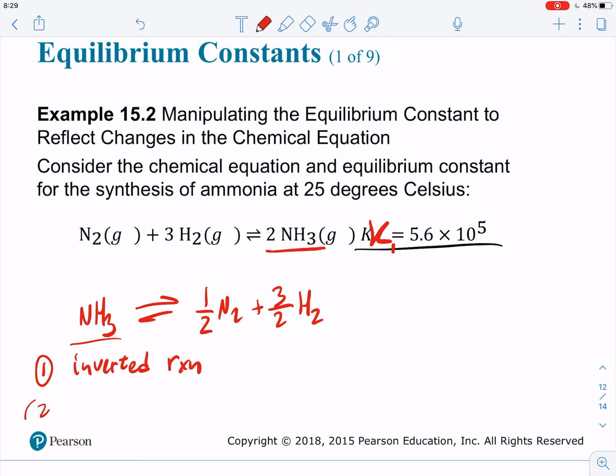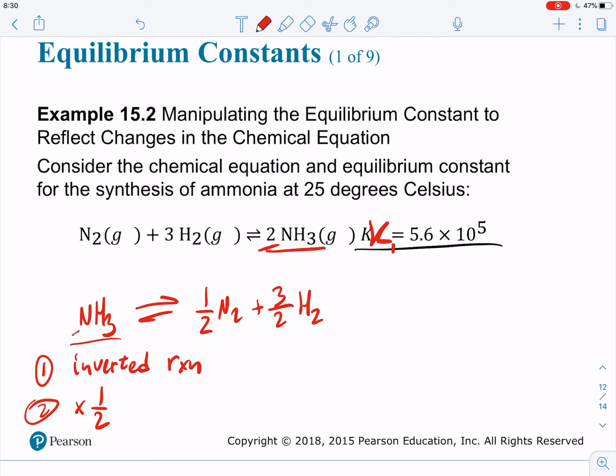And number two, you had 2 moles of ammonia, now you have only 1, so you did times 1/2. Well, you can say you divided by 2, but dividing by 2 is the same thing as multiplying by 1/2. And since we are doing it in terms of multiplying by a number, remember, you're going to have to raise to a certain power here. In this case, the power is going to be 1/2.